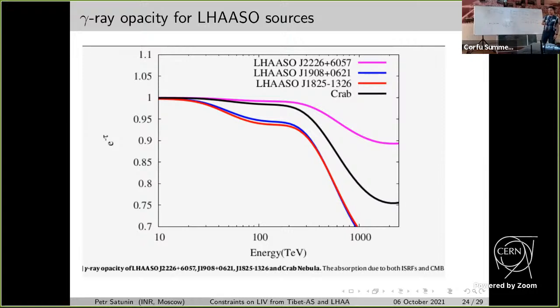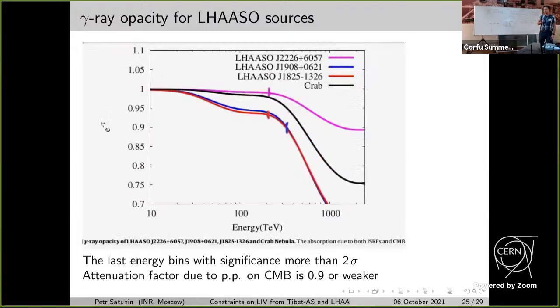this figure I used for obtaining the absorption coefficient for these sources. So I skipped some last energy bins, with significance less than 2 sigma. And here you can see the energy for the significant energy bins, with the absorption coefficient or attenuation factor due to pair production on the CMB being 0.9 or even weaker.